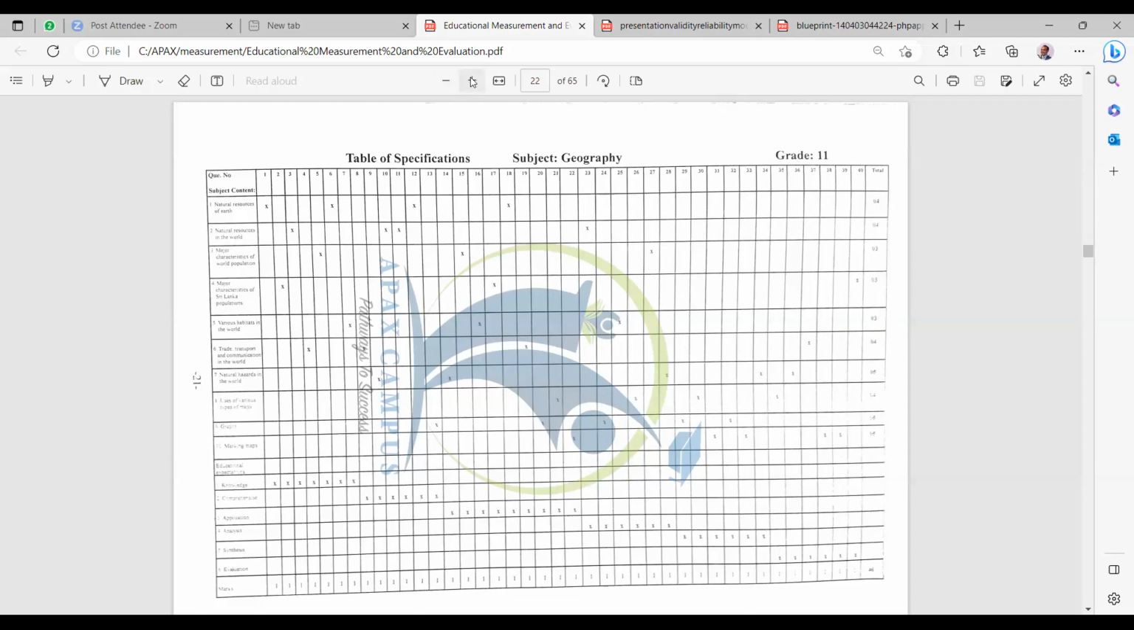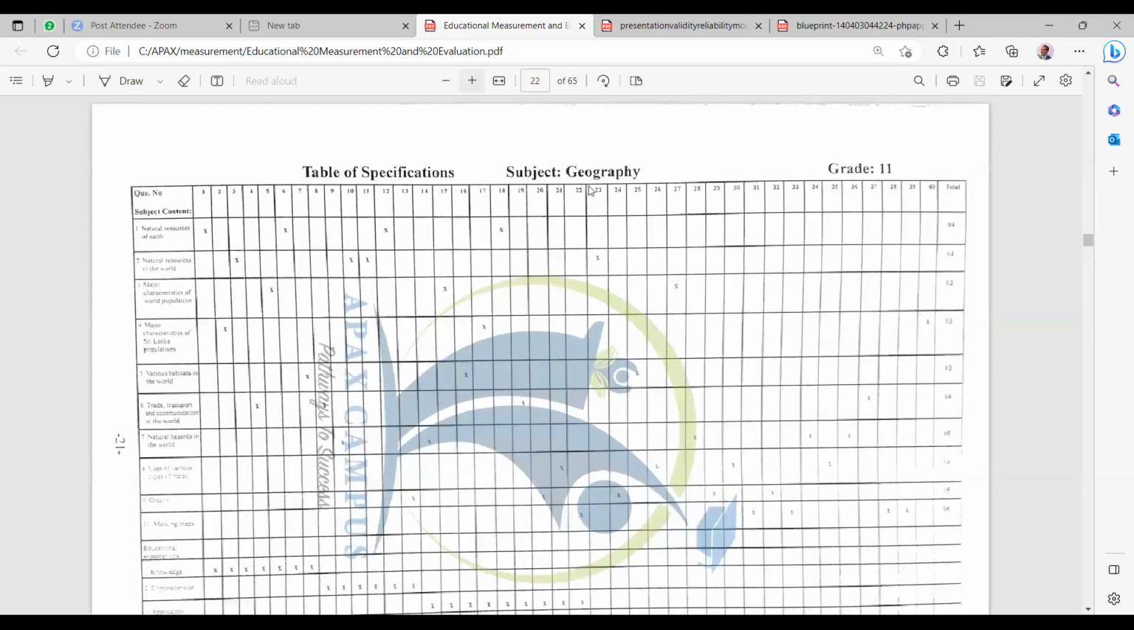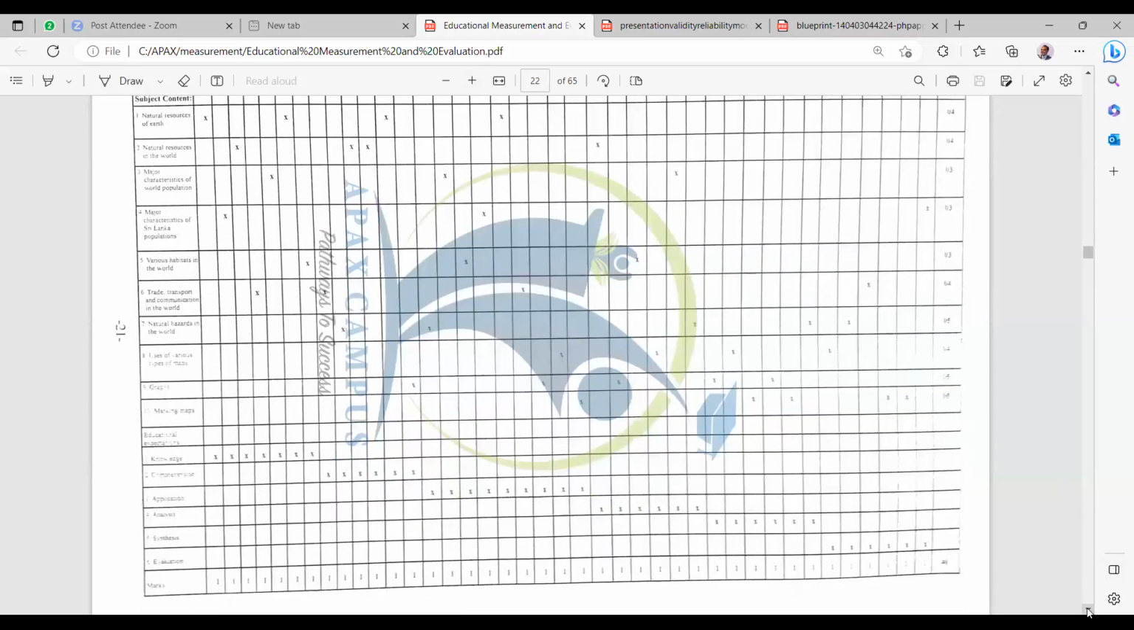After that, you can see the education category. Let me increase the size. So you can see the number of questions. The first question is going to check knowledge, and question 2 again knowledge. Up to this level it's knowledge, so the first few questions, 7 questions, will be checking the knowledge of students.